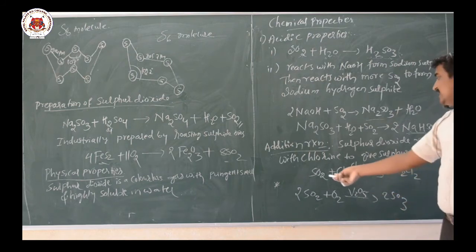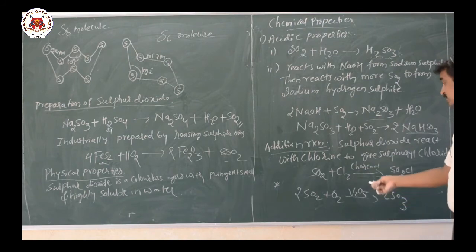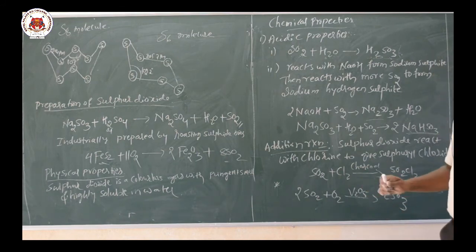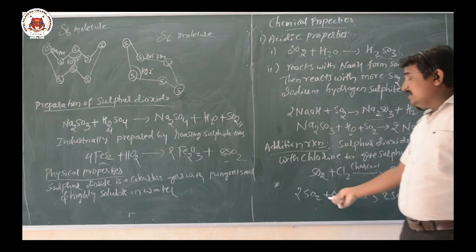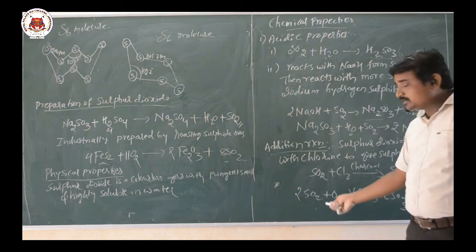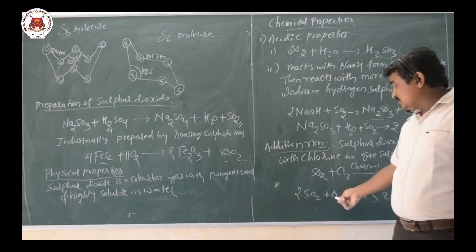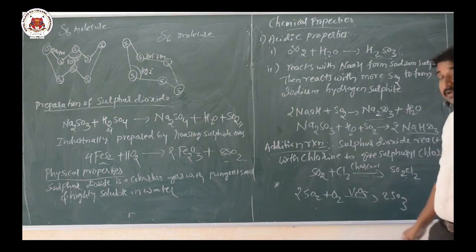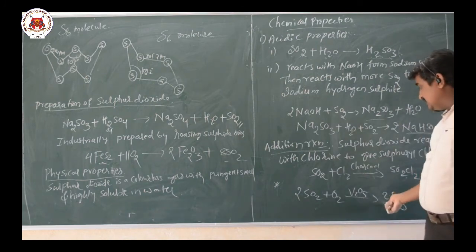Next is the addition reaction. Sulfur dioxide reacts with chlorine in the presence of charcoal, which acts as a catalyst, forming sulfuryl chloride, SO2Cl2. This is an addition reaction. One more thing, sulfur dioxide undergoes oxidation. We already know that sulfur dioxide is oxidized in the presence of vanadium pentoxide catalyst, giving sulfur trioxide. This is an addition reaction.